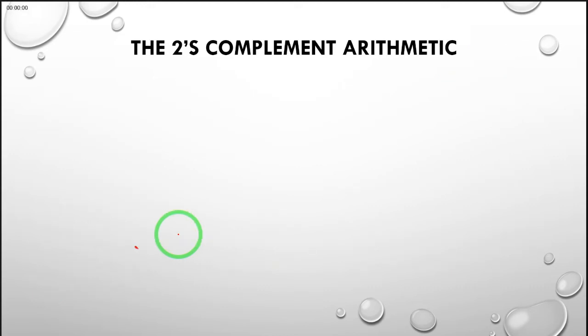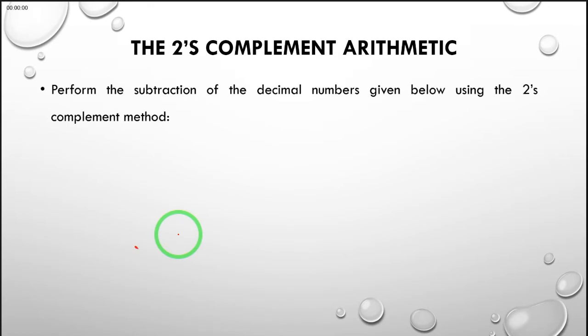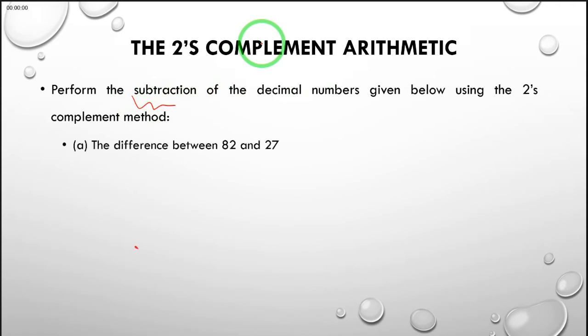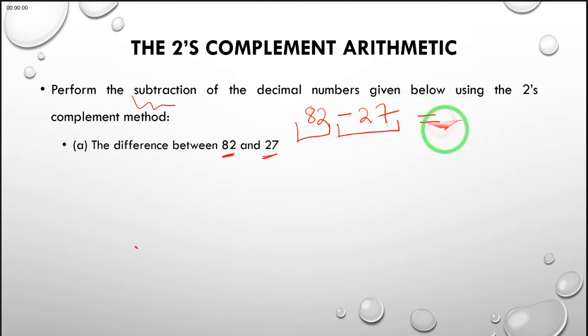We'll need to do an example for that. We want to do a subtraction of two numbers, and in this case we're going to have 82 minus 27. In that case, 82 is our positive number and 27 is our negative number. Therefore, we can write it as a summation of 82 plus negative 27. That is very basic mathematics.